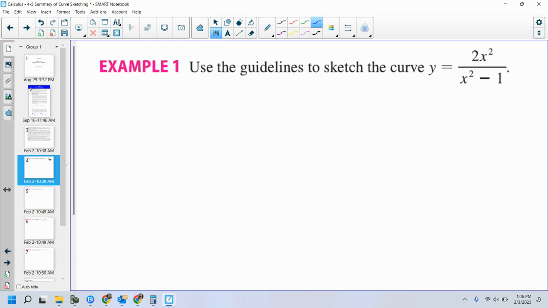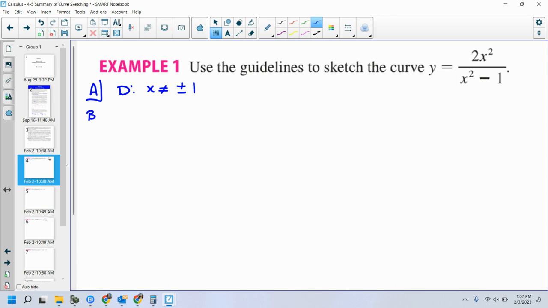Use the guidelines to sketch the curve. Let's get to it then. All right, let's find the domain. What is the domain of this thing? More importantly, where is this thing undefined? What's not in the domain? Where the denominator is 0. So that means the domain is all x values such that x is not equal to what? Plus or minus 1. If you want to use interval notation, more power to you, but I'm okay if we just say x is everywhere, but not -1 or +1.